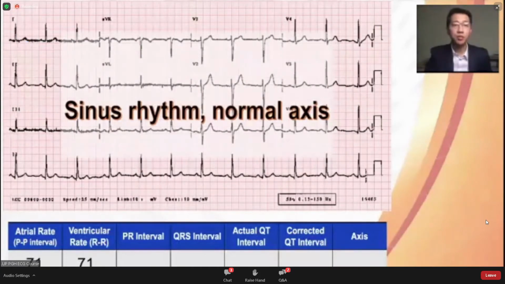And you will see P waves that are normal looking, upright in leads 2, 3, aVF, 1, aVL, negative in aVR, with normal intervals, and a QRS complex that is narrow following each P wave. Note also that the following intervals are also normal. And finally, the axis is roughly normal, computed at 53 degrees, but you can say that it is probably in the range of 60 degrees.